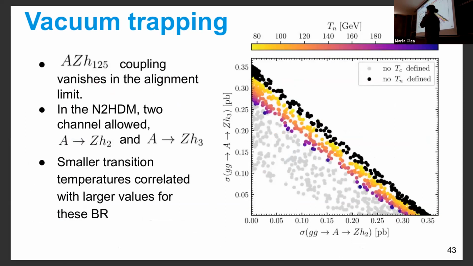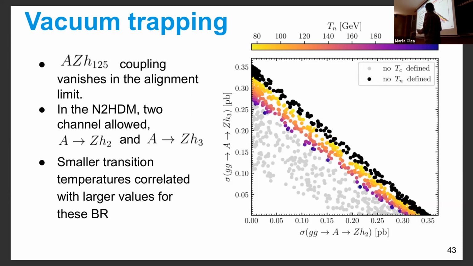And now a bit on the collider side. In the two-Higgs-doublet model, but also in the N2-Higgs-doublet model, this coupling vanishes in the alignment limit. However, we have two channels allowed here: the decay of the pseudoscalar into a Z and one of the CP evens, and also into the other CP even. And we see here that smaller transition temperatures, or stronger first order electroweak phase transitions, are related with larger values for these cross sections.